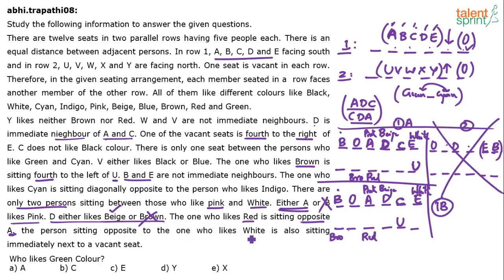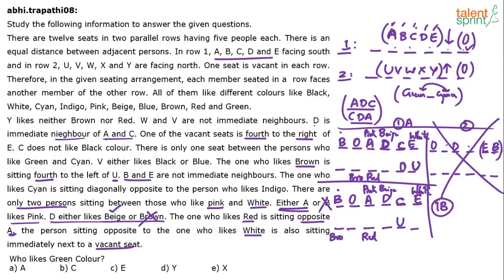The person sitting opposite to the one who likes white is also sitting immediately next to a vacant seat. Okay, this is a useful point. Who is opposite to the one who likes white? This position. In 1A it is U. In 1B it is this person, whoever comes here. So whoever is opposite to white is also sitting next to a vacant seat. Now, opposite to white in 1A is U. He's sitting next to a vacant seat, which means this is a vacant seat.